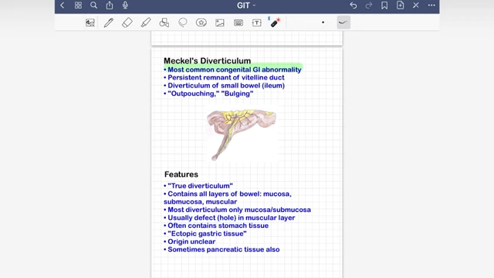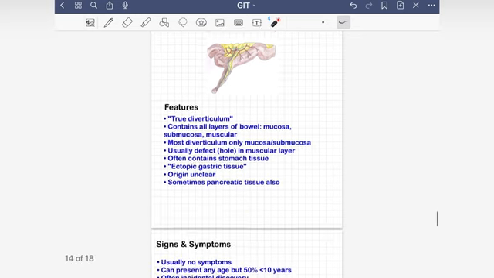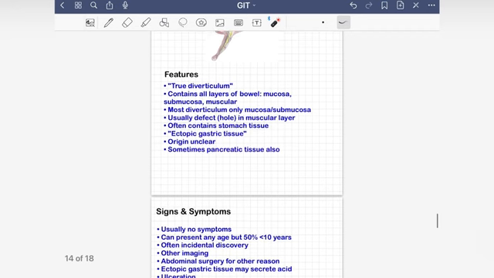It's very important that you understand that a Meckel's diverticulum is what's known as a true diverticulum. It contains all layers of the intestine, the mucosa, the submucosa, and the muscular layer. Most diverticulum only contain the mucosa and submucosa. Usually, there is a defect or hole in the muscular layer, and the mucosa and the submucosa protrude through the hole to form a diverticulum.